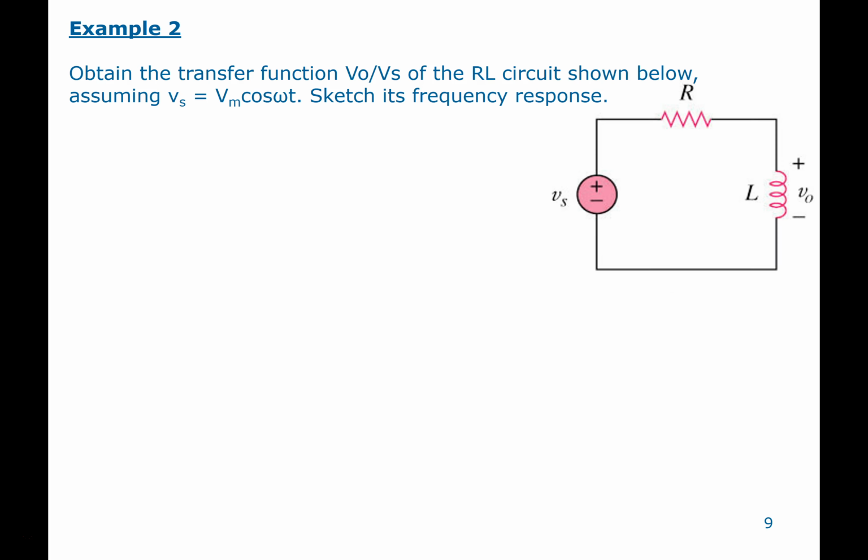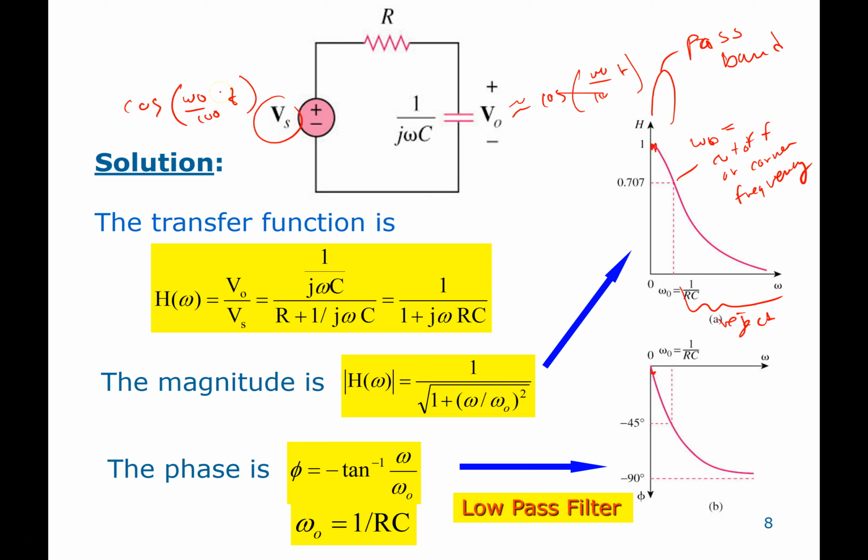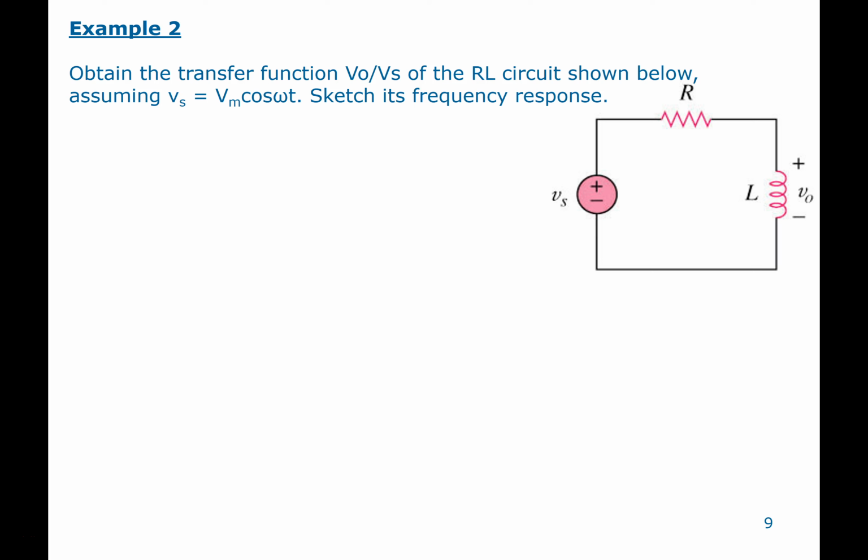But when your input is cosine of omega 0, your output is going to be reduced a little bit. It's going to be like 0.707 cosine of omega 0, and there's going to be a phase shift of minus 45 degrees. So different frequency phasors are going to be treated differently.